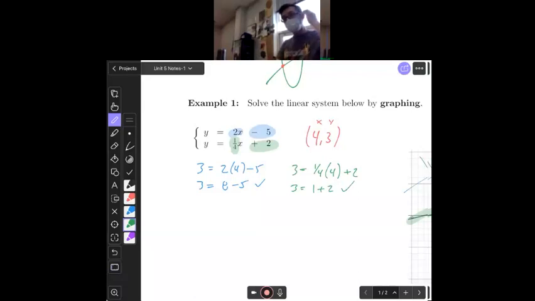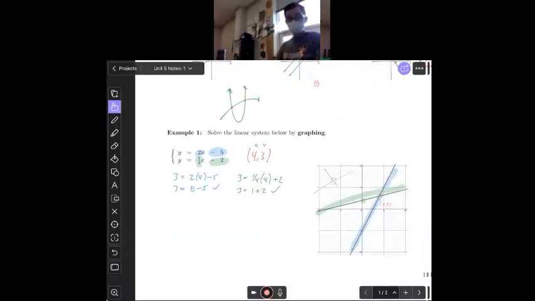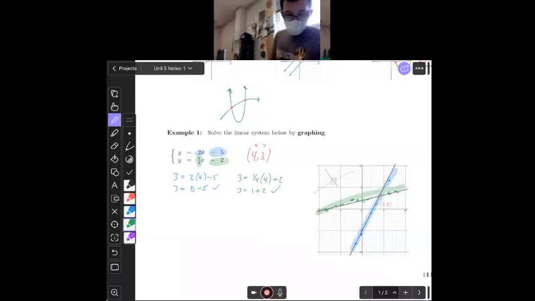So you can see that 4, 3 does satisfy both equations. The way we say that is 4, 3 is a point on both lines. There are many, many points on this line, and in the same way, there are many, many points on this line. But that is the only point that's on both lines. Okay, so we'll be checking our answers as we move forward.